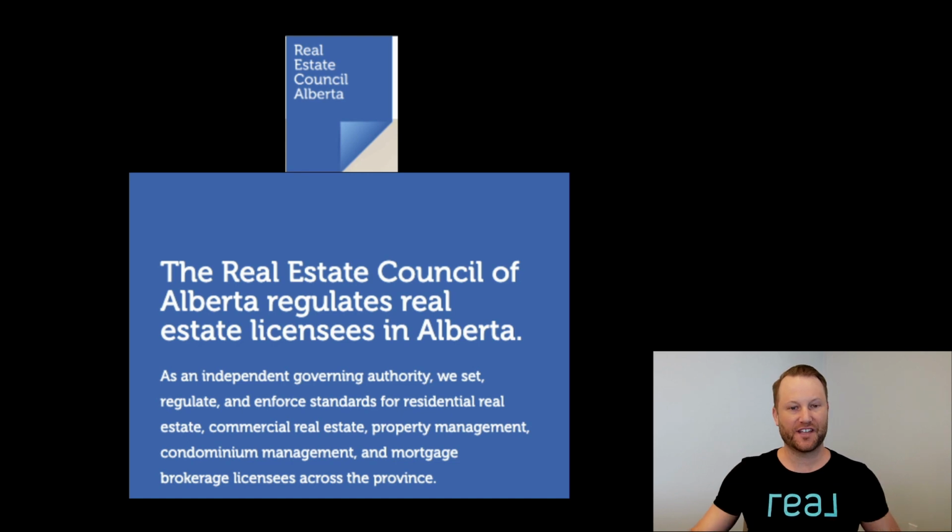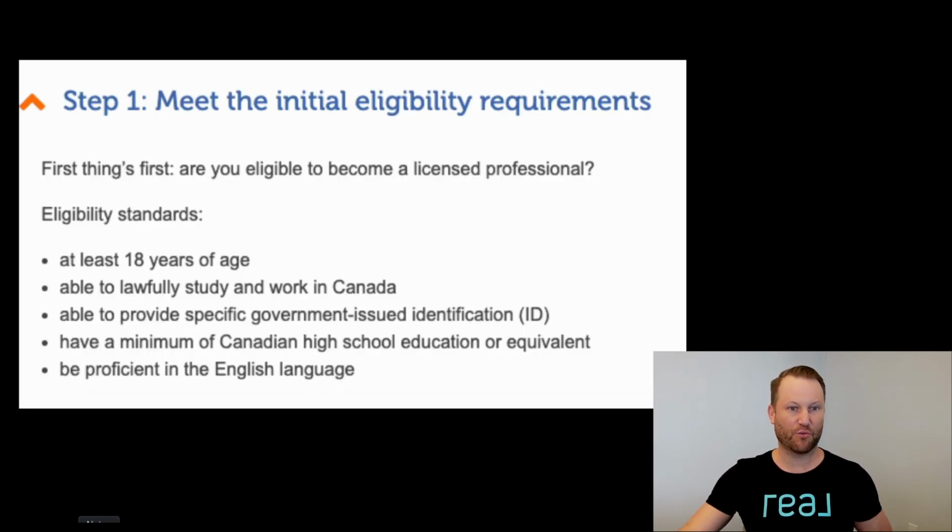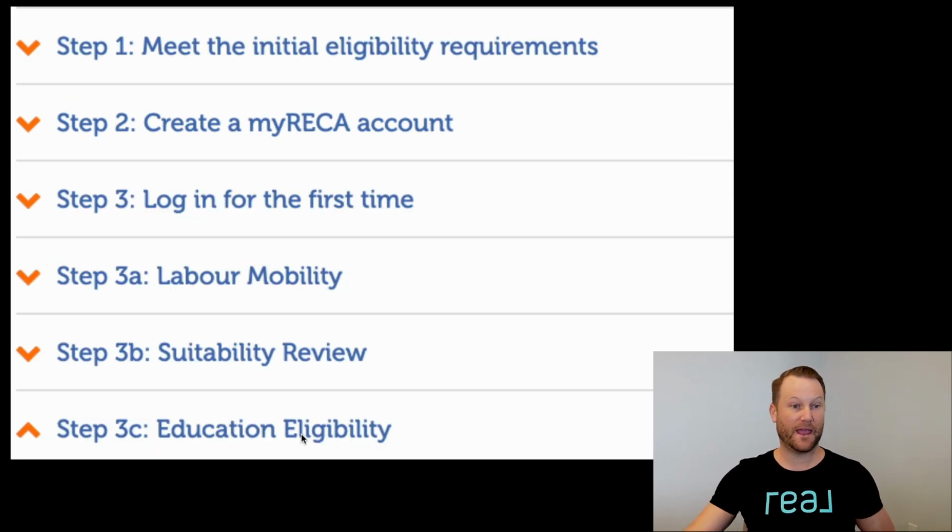So the first step is to go to the Real Estate Council of Alberta's website. RECA is the provincial regulator for the real estate industry in the province of Alberta, and they have a few minimum initial eligibility requirements that they require anybody to meet before they will allow you to proceed with the educational steps of the process here. So they want to make sure you're an adult. They want to make sure you're lawfully able to work in Canada, so you need the government ID for that. You have to have a minimum of your high school education and also be proficient in the English language.